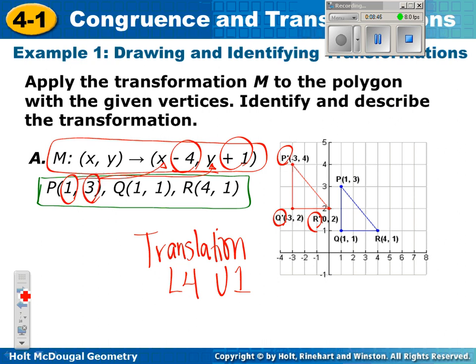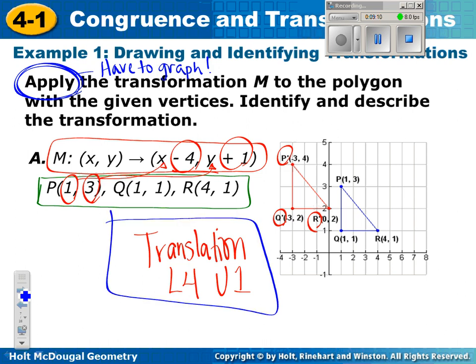On the homework tonight, if it says apply the transformation, that means you have to graph. I am going to give you points for the graph if it says apply the transformation. So on the homework, make sure you graph it, even if you can look at it and tell. If it says apply, you have to graph, okay? Then if it says identify and describe, this is what we're looking for. Is everybody good with translations? Okay.